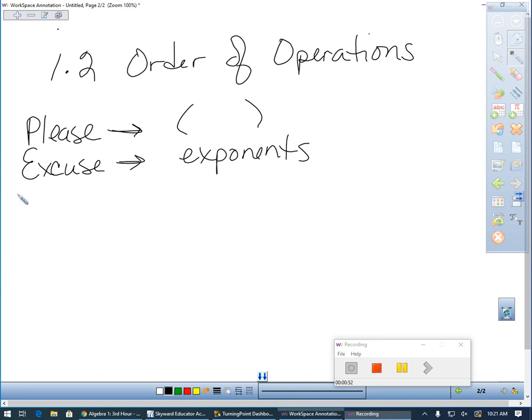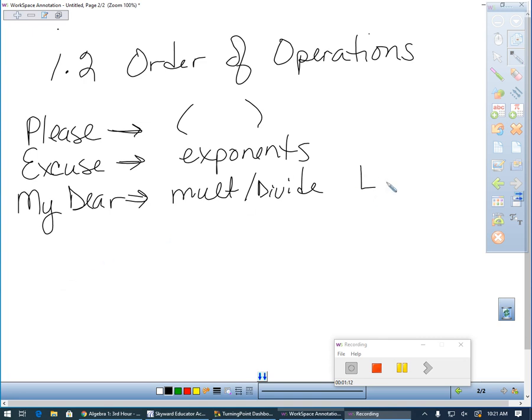Then, my dear, go together. What does that mean? Yeah, but what's special about it? Logan, do you know what's special about multiply and divide? What is it, Ethan? You go left to right, exactly. So we need to go from left to right, okay? That's a really important part.